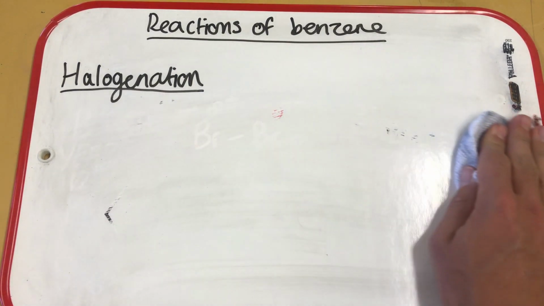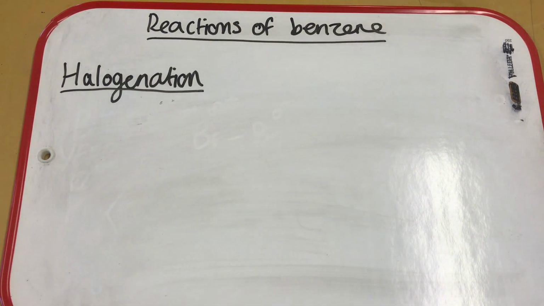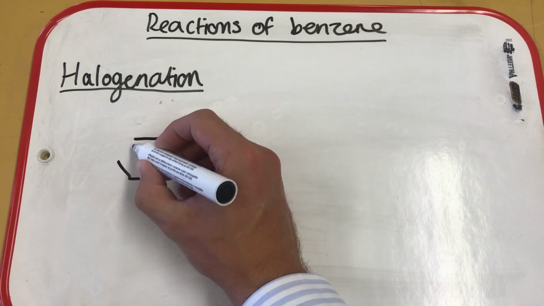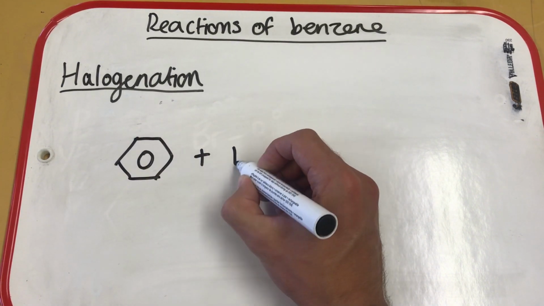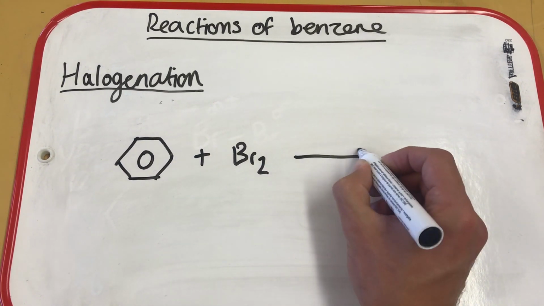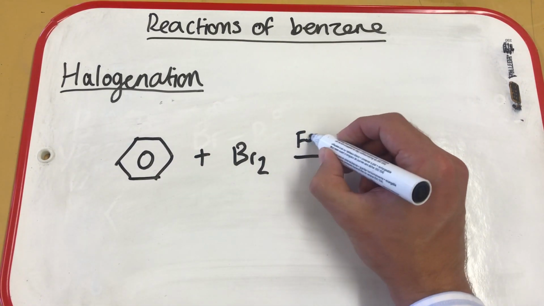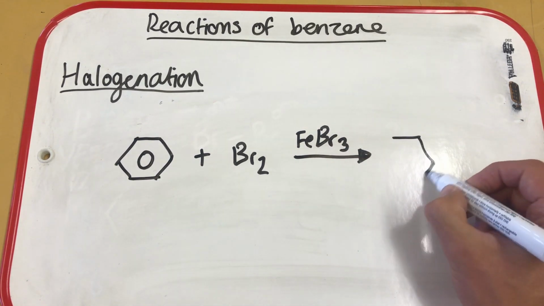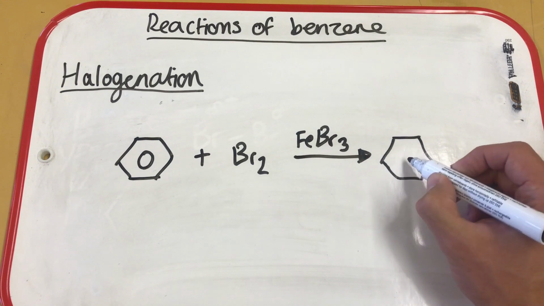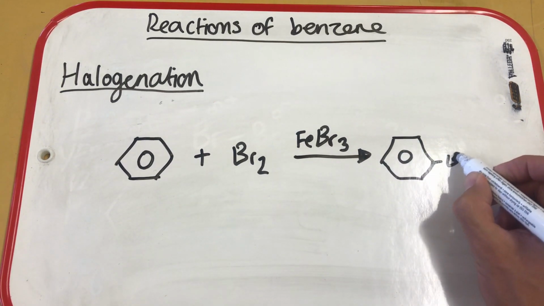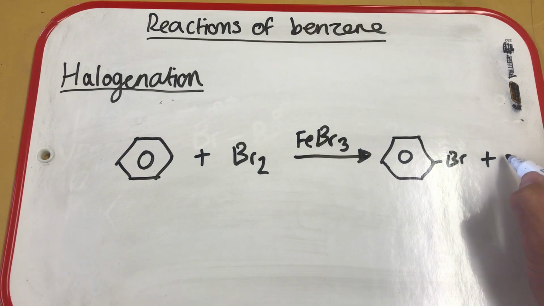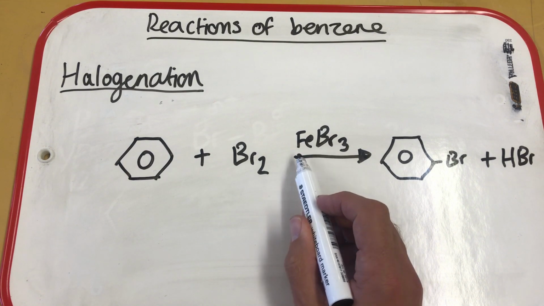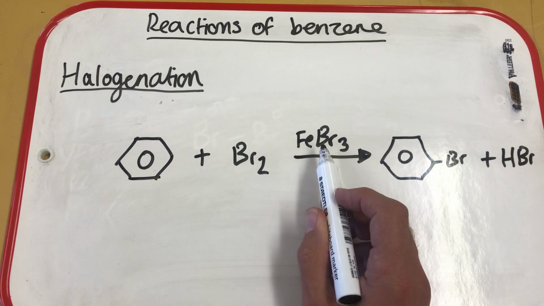So that's the mechanism for the reaction. Here is the overall reaction for what's taking place. So we have benzene reacting with bromine. We have an FeBr3 catalyst. We have bromobenzene and hydrogen bromide released. Notice the FeBr3 has been drawn above the arrow because it is a catalyst, it is not a reactant.